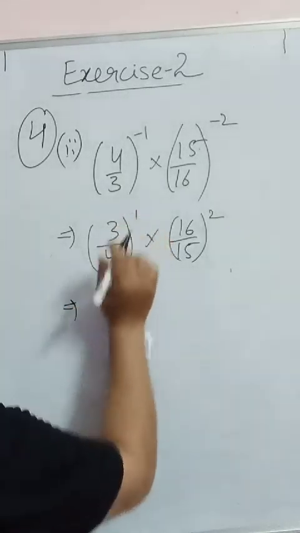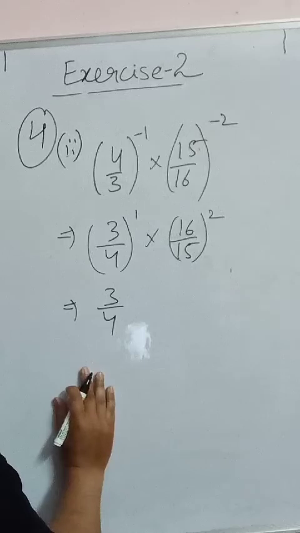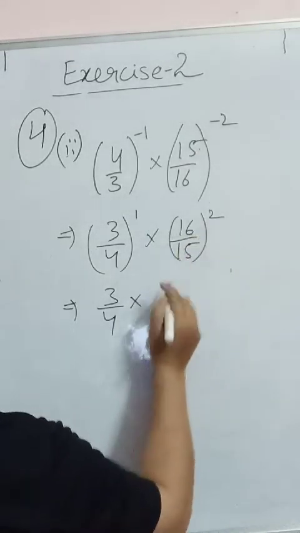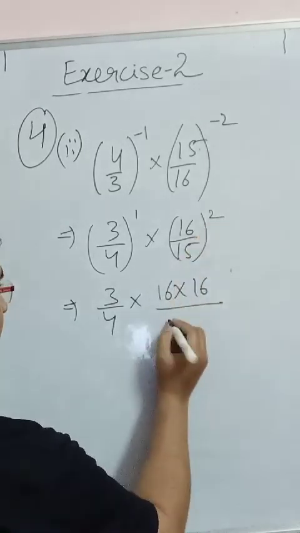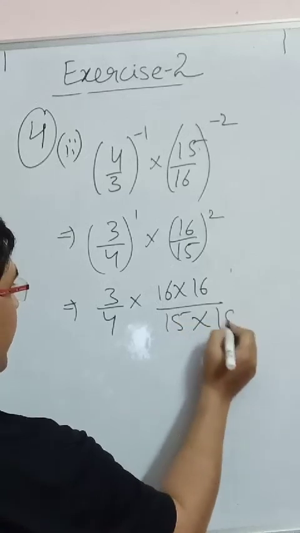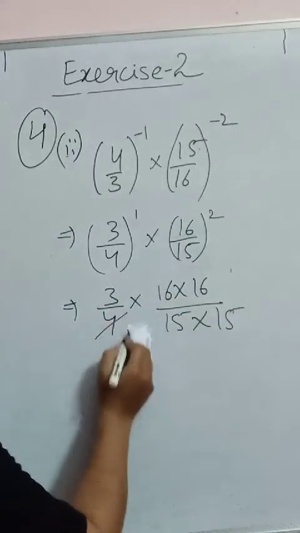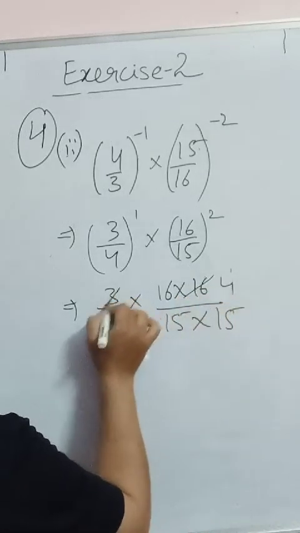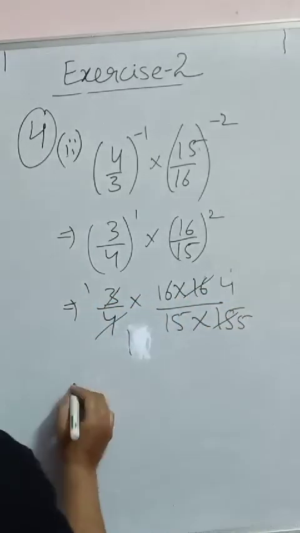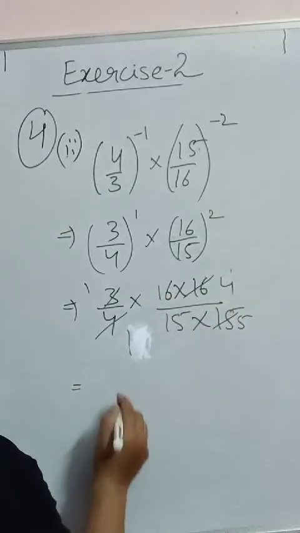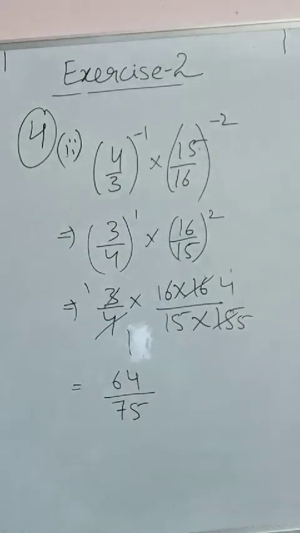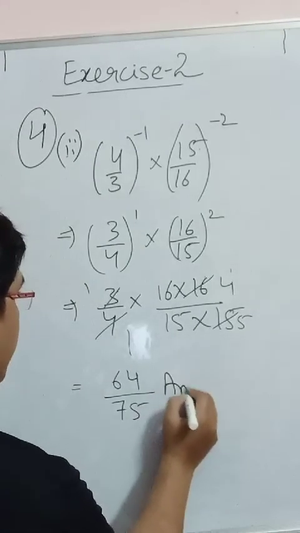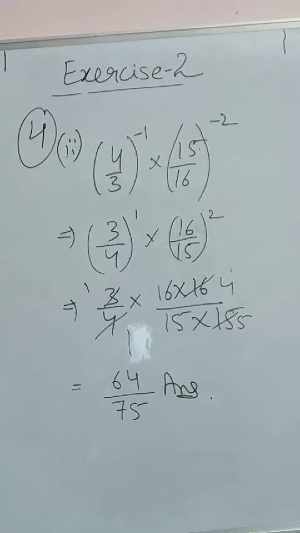What is the final thing? Anything to the power 1 is the same thing. So it comes out as 3 by 4. And here what happens? 16 will be multiplied to itself at least 2 times, and 15 will be having the power 2 also. So it will be 15 into 15. Now the cancellation is possible. 4 into 1, 4 into 4. Similarly 3 into 1, 3 into 5. Now 16 into 4 is what is left in the numerator, that is equal to 64. And 15 into 5 is equal to 75. So the final answer for question number 4 second part is 64 upon 75. So this is how you are going to simplify it.